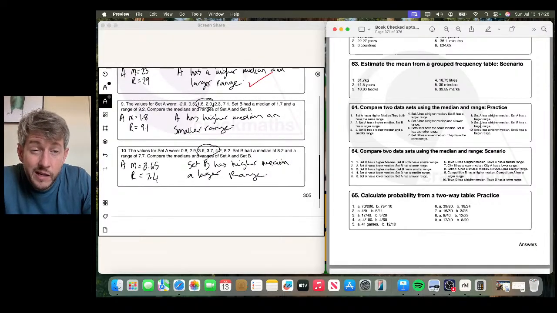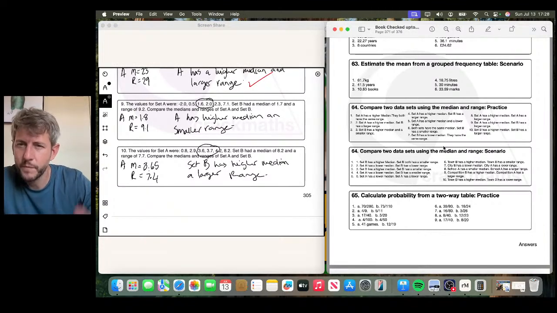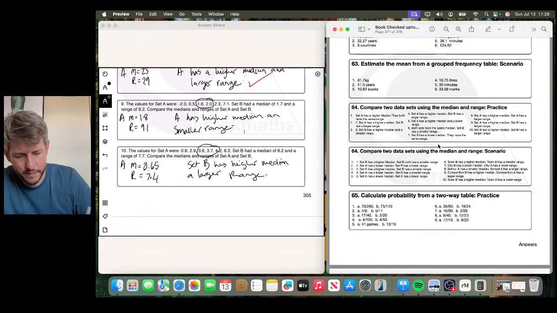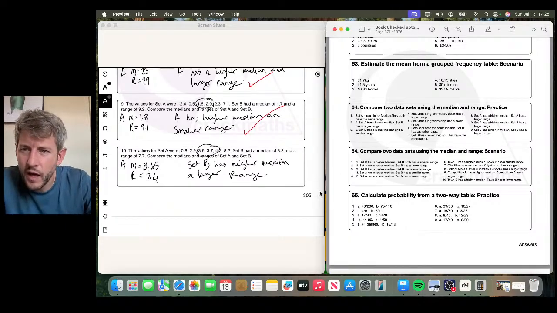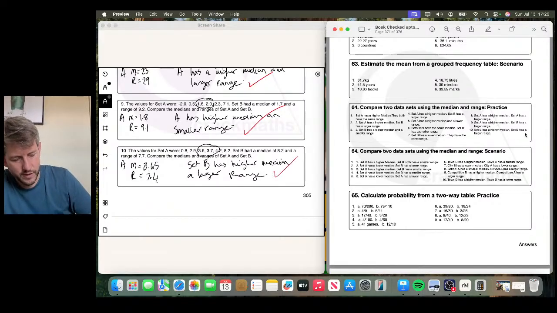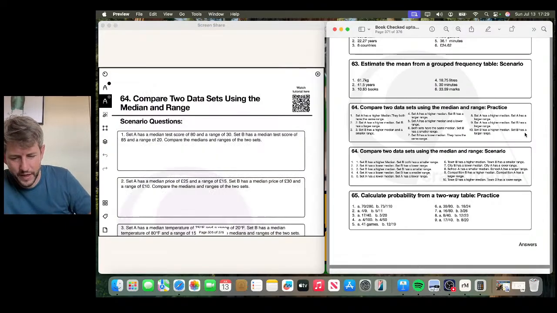Question 9. Set A has a higher median. Set B has a larger range. Yep, that's correct. And then last one, question 10. Set B has a higher median. Set B has a larger range. Wonderful. So that's all good with that.